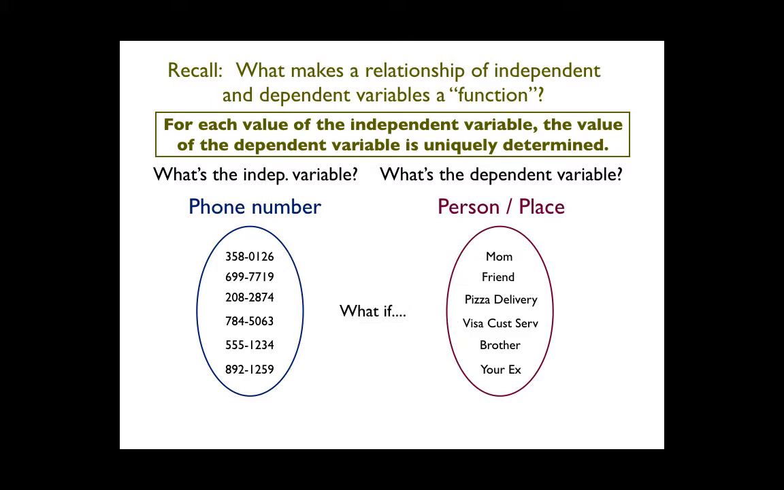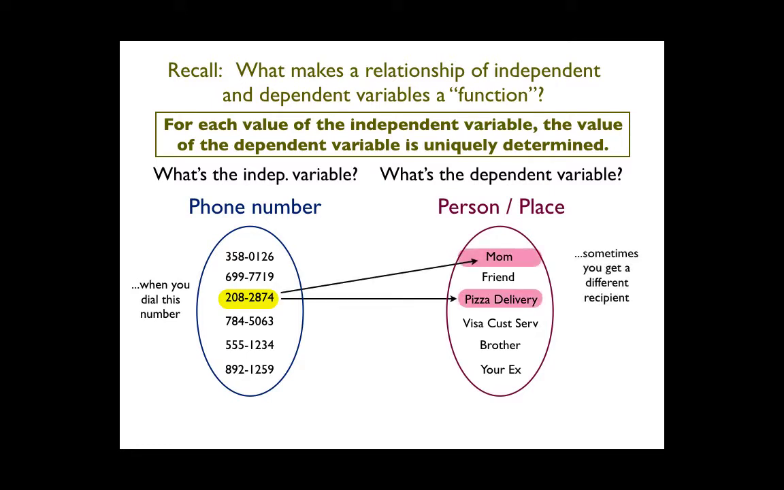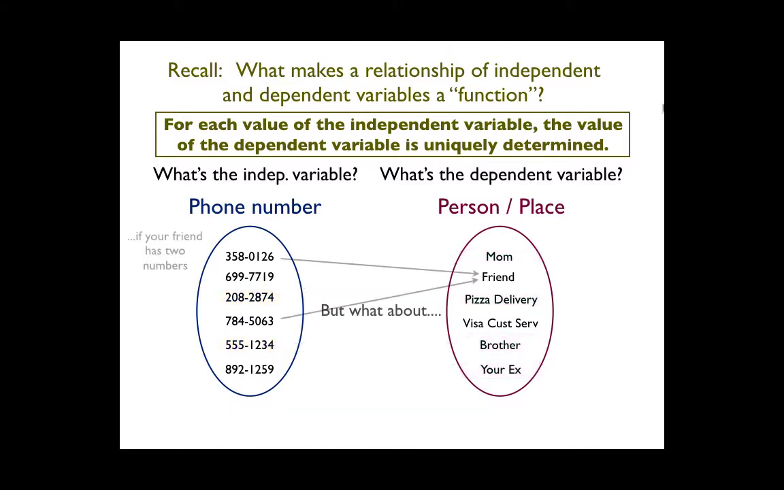So if you had that number and you dialed it, and sometimes you got mom and sometimes you got pizza delivery, that's bad, correct? That's not a function. In terms of this description up here, for each value of the independent variable, this phone number, it doesn't uniquely determine the result in this situation. So that would not be a function relationship. It'd also be a malfunctioning phone. Same with any other pair.